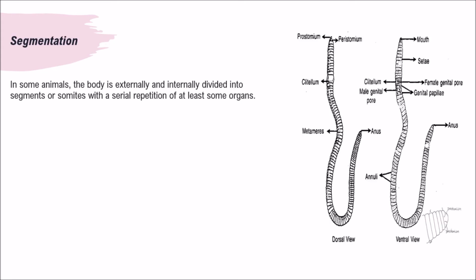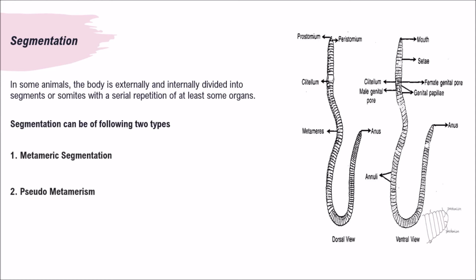Next we have segmentation. What is segmentation? In some animals the body is externally and internally divided into segments or somites with a serial repetition of at least some organs. This type of division is called segmentation. Segmentation can be of two types: metameric segmentation, or metamerism, and pseudometamerism.